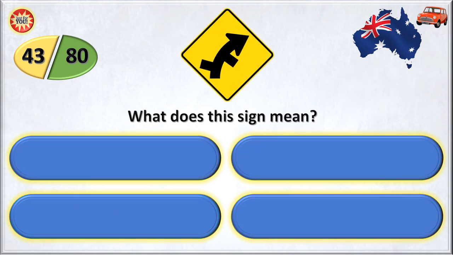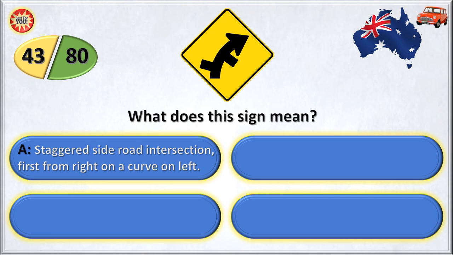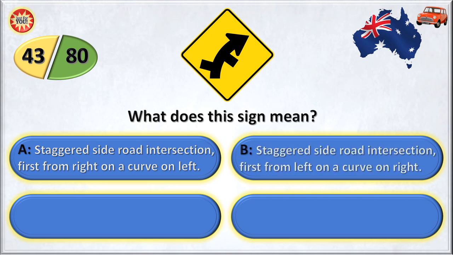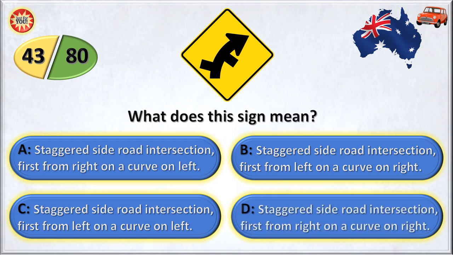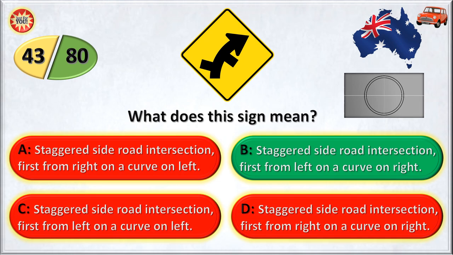What does this sign mean? Staggered side road intersection, first from right on a curve on left. Staggered side road intersection, first from left on a curve on right. Staggered side road intersection, first from left on a curve on left. Staggered side road intersection, first from right on a curve on right. Staggered side road intersection, first from left on a curve on right.